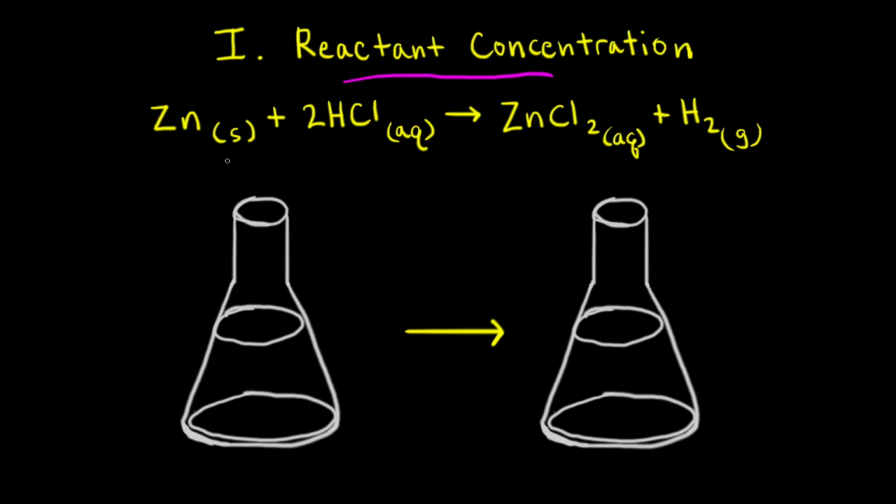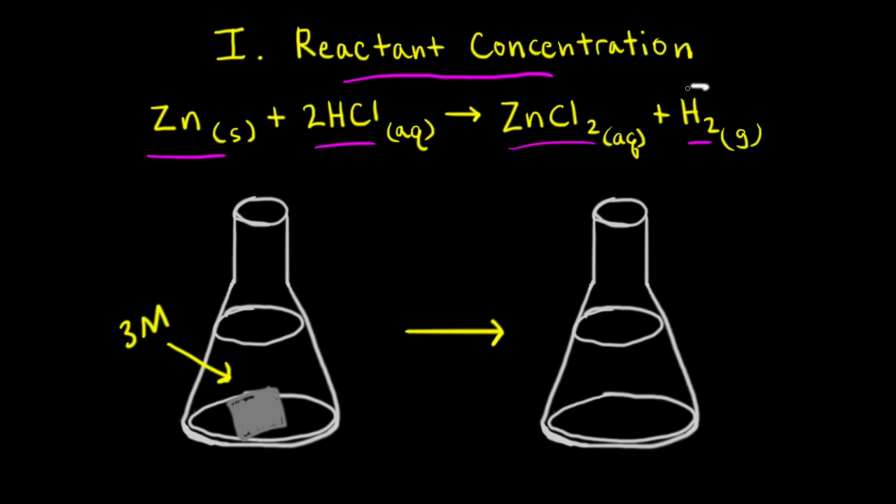For example, let's look at the reaction of solid zinc with hydrochloric acid to form an aqueous solution of zinc chloride and hydrogen gas. Let's say we put a piece of zinc metal, so I'll go ahead and draw in the piece of zinc metal in here, in a flask that contains 3 molar hydrochloric acid. So in our flask here, we have a solution of 3 molar hydrochloric acid.